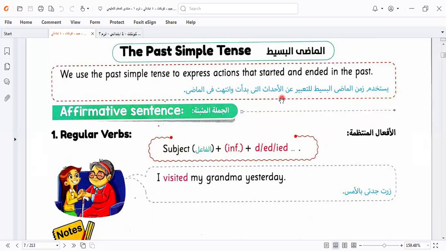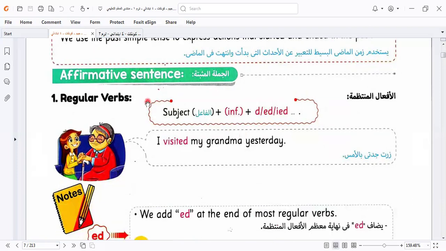When I narrate to my classmate about what happened yesterday, we say, yesterday I went to my grandparents. I played with my cousins. I bought some candies, and so on. Okay, so here I narrated what happened yesterday.